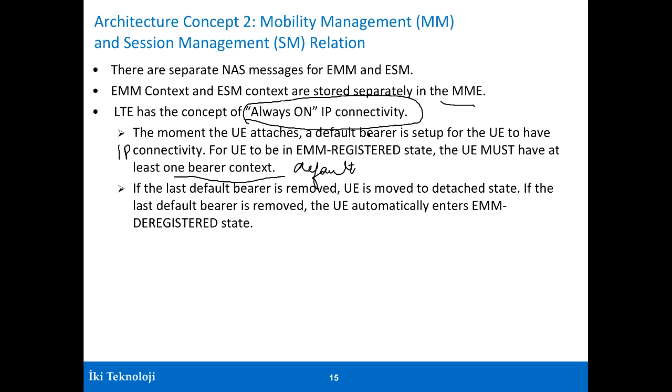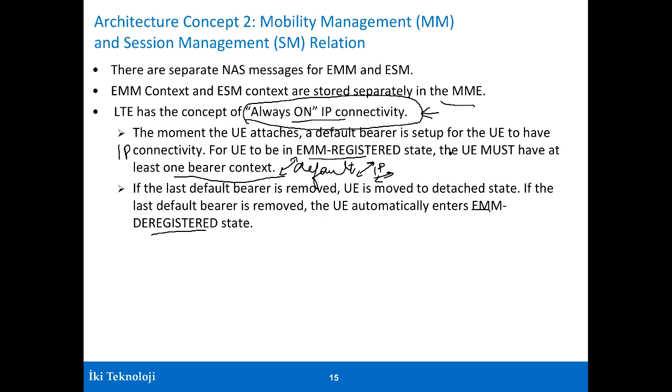So for a UE to be in EMM registered, there is a connection with its SM state. And it also actually goes in this way, since it's an always-on IP connectivity: when you remove the last bearer, when you get rid of that default bearer, so you can't send an IP packet back and forth, you go into a deregistered state. So in LTE, your MM and your SM states are kind of coupled because the design has been for an always-on IP connectivity.